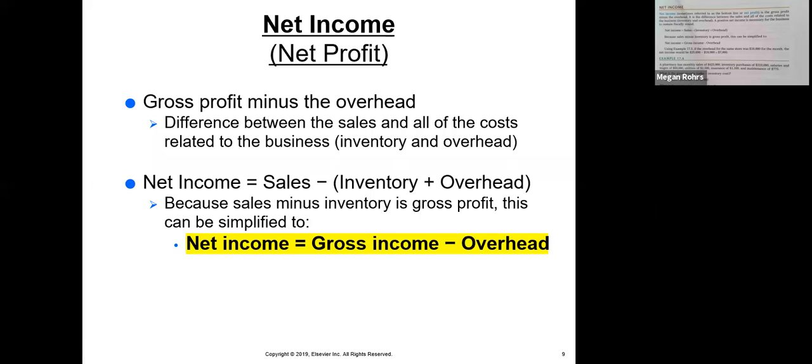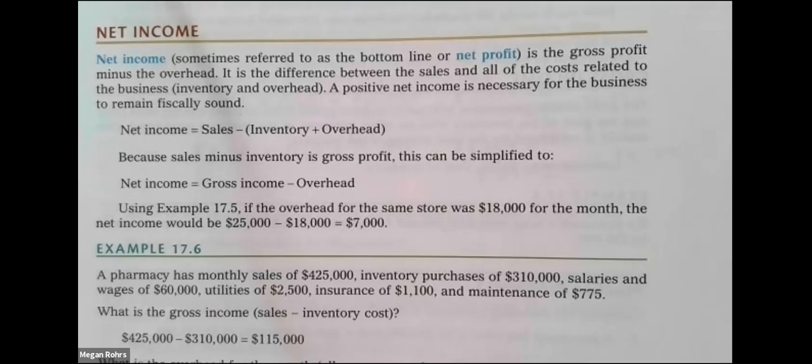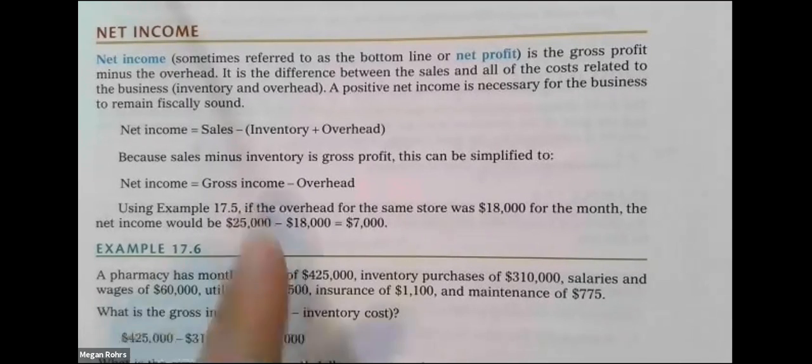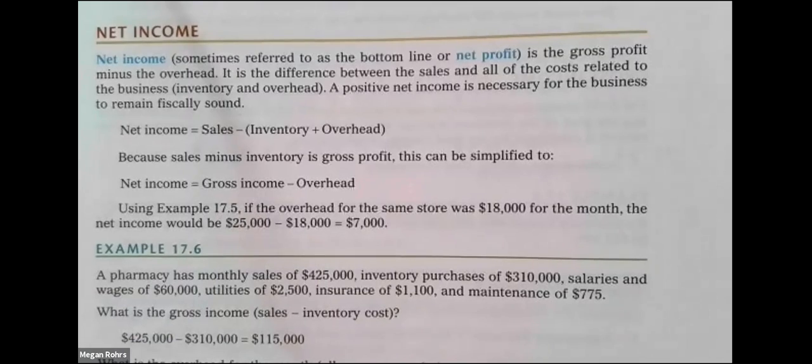Or if your question is asking for both the gross income and the net income, you can find the gross first, which would be sales minus inventory, and then just further subtract out the overhead, which is all of the other expenses. So once again, really make sure you understand the difference between the gross income equation and the net income equation. Net income is discussed on page 466 in the book as well, followed by a good example here.